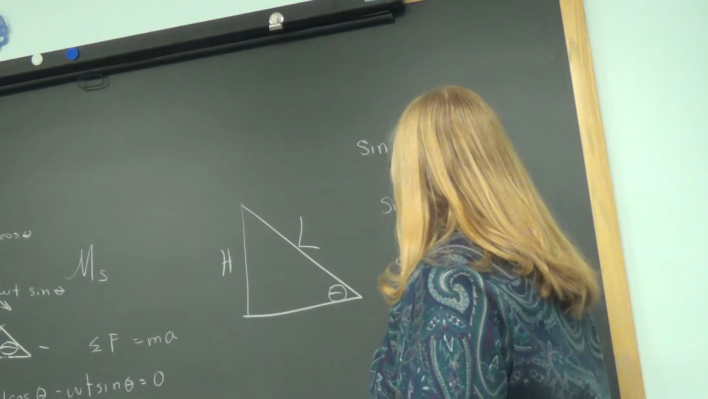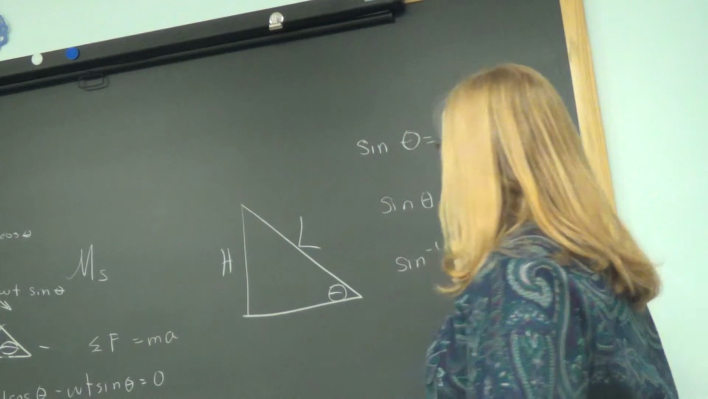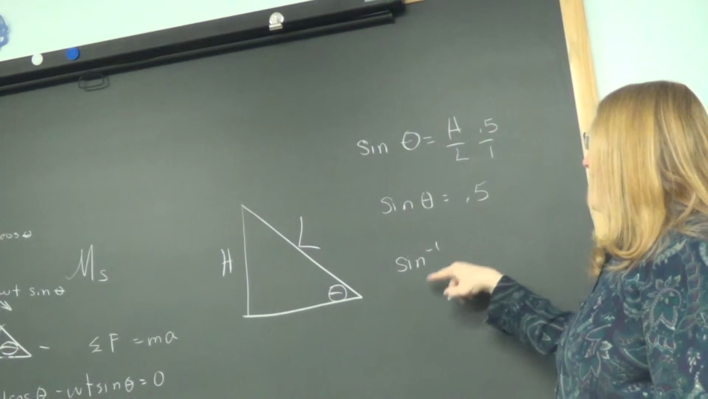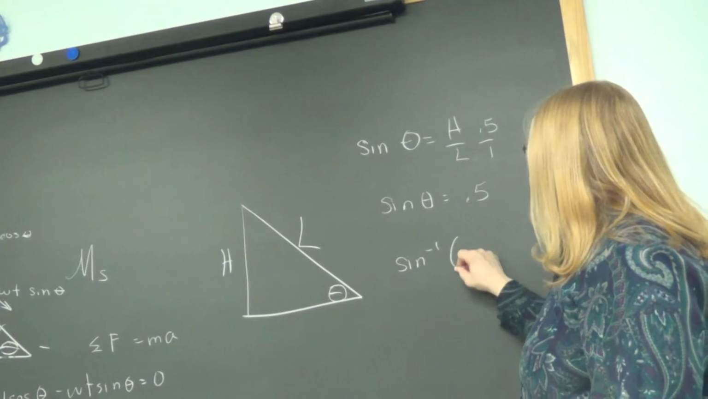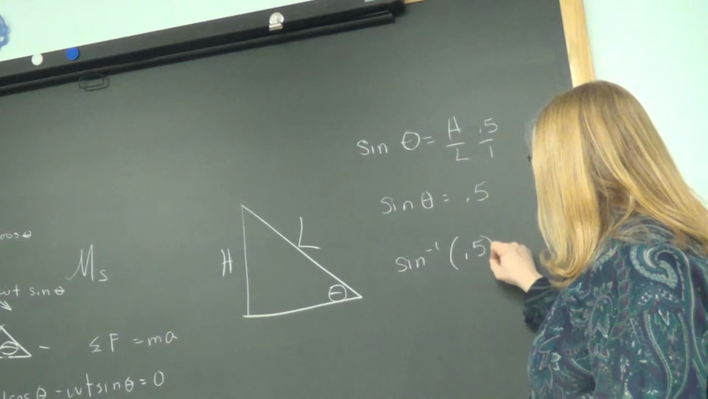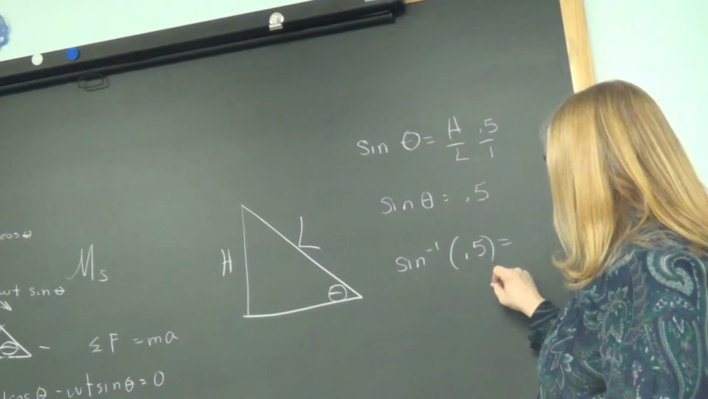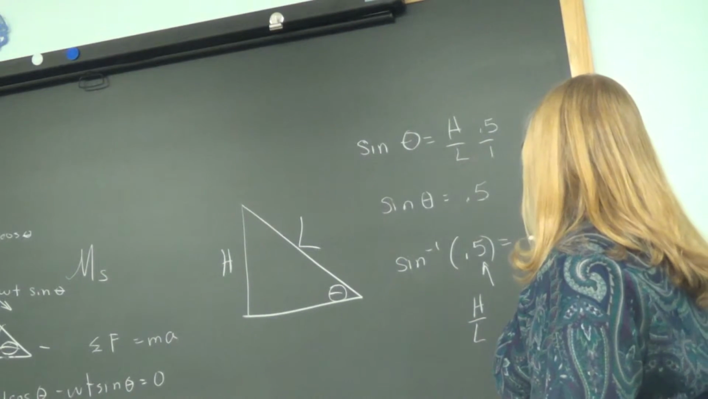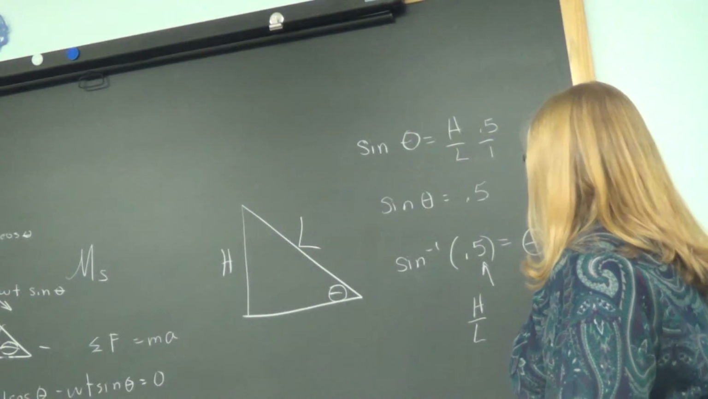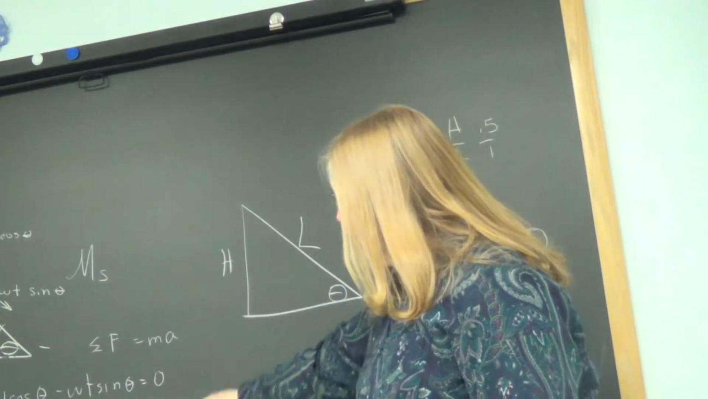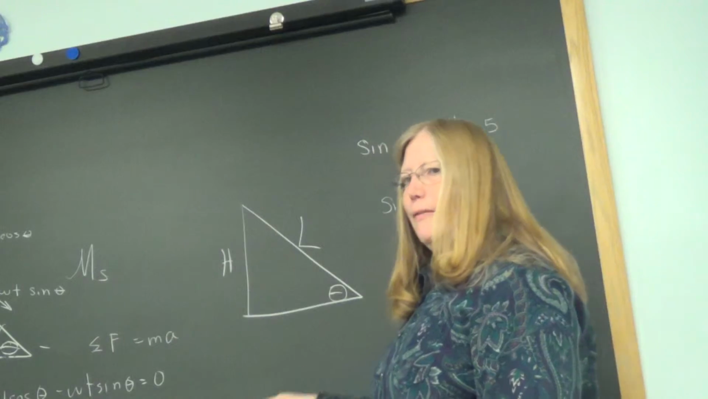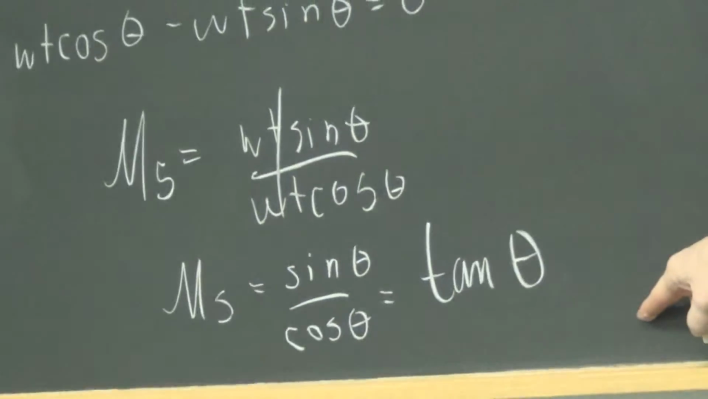On your calculator, if it doesn't come out to be on your unit circle, which I doubt that it will, sine inverse of whatever number you have here, h over L, the height divided by the length, is going to give you the angle. Then what do you do with the angle? To get μs, you take the tangent of it. So you'll have to do the inverse sine, then the tangent. It's a very quick lab.